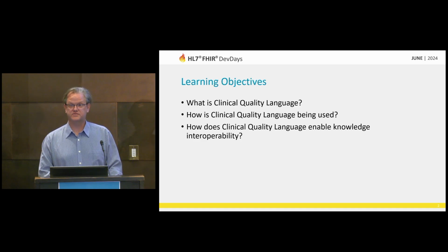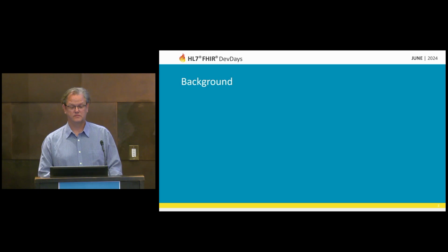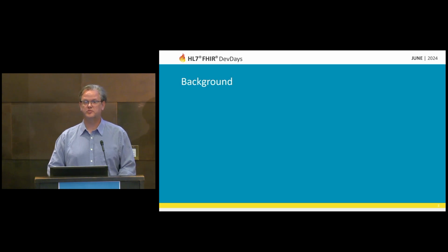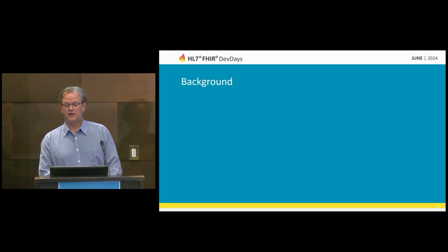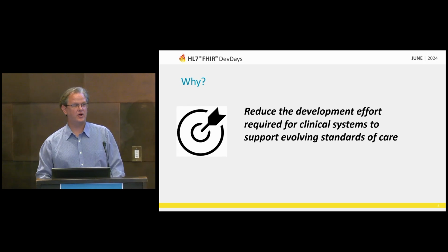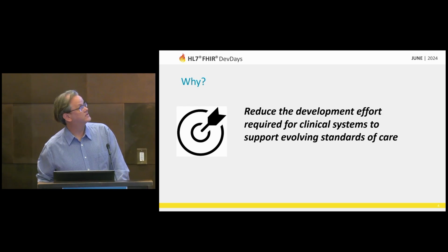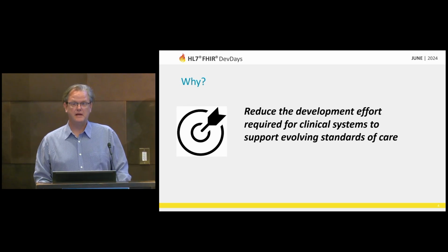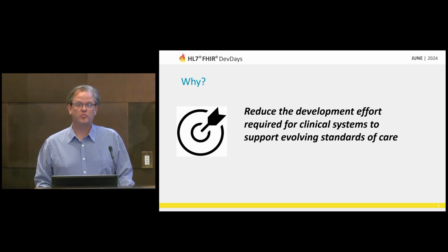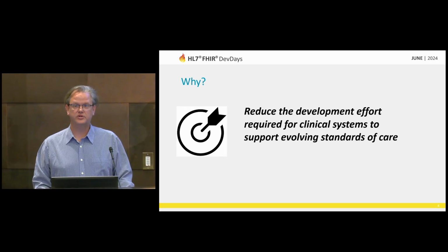So, learning objectives. What is clinical quality language? How is it being used? And how does it enable knowledge interoperability? So we'll just start with a little bit of background. Why are we doing CQL? What is the point? And this applies a little more broadly to also include the clinical reasoning module in FHIR, if you're familiar with that.